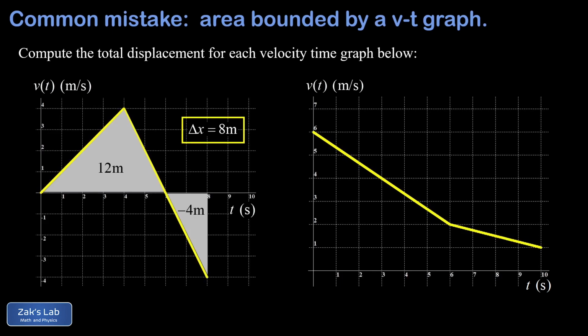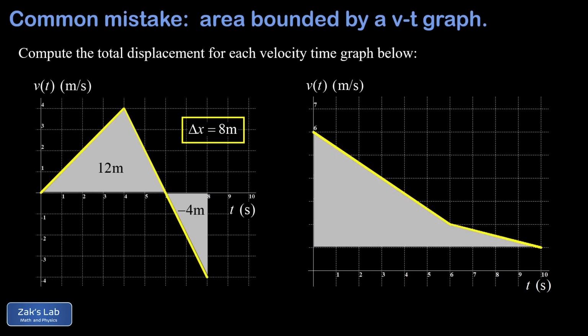Now let's take a look at our second example. In this example, V is always positive, so all our displacement contributions are all going to be positive. But the mistake I saw on about 20% of my papers this time was to shade the graph like this. So what's wrong with this one? In this one, we're kind of shading with respect to a false bottom that matches the minimum value of V. But that's not the area bounded by V. We need to shade all the way down to the t-axis, like this.